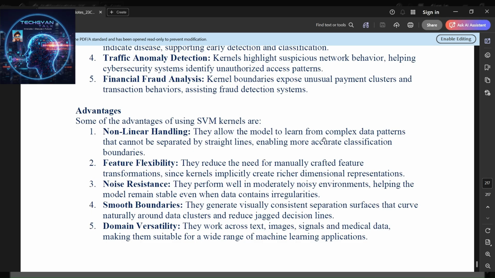Advantages. Some of the advantages of using SVM kernels are nonlinear handling: they allow the model to learn from complex data patterns that cannot be separated by straight lines, enabling more accurate classification boundaries. Feature flexibility: they reduce the need for manually crafted feature transformations, since kernels implicitly create richer dimensional representations.